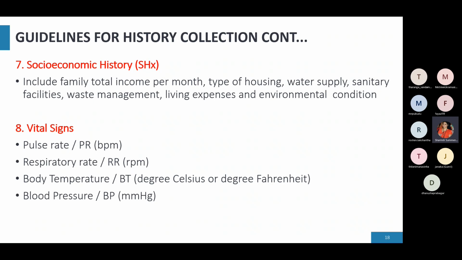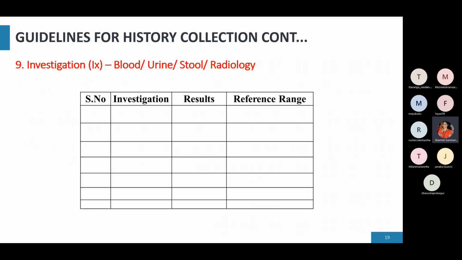Whether the patient is having abnormalities or not, or whether the parameters are normal or not. Investigation means your test reports. What are the reports? Blood report, urine report, or any other CT, MRI. Those things are included in this. What are the reports and what are the results of the patient?